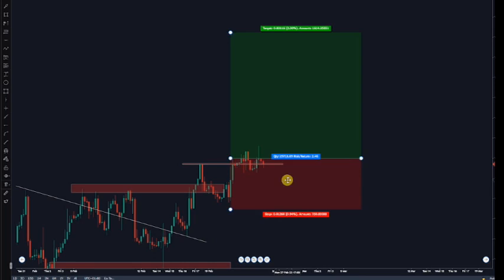You get the point. So now I'm risking 0.94% to earn 2.30%. So let's see what the future brings to us. So that's how to trade it.